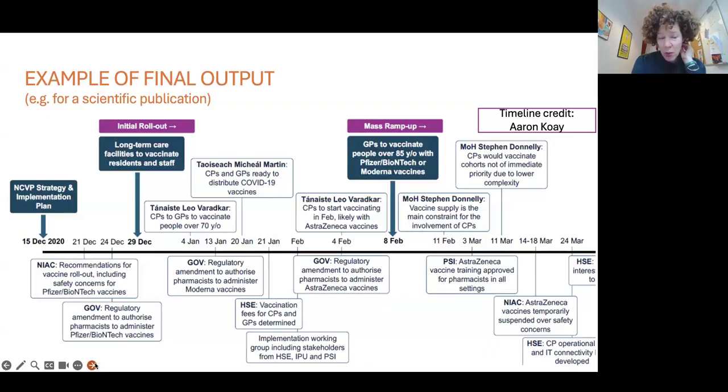I just thought this was a nice looking version from UCL PhD student Aaron Coe, just showing how things unfolded over time. We don't have to get into the details here, but this is something that we could put in final papers. It'll look very different depending on what we want to highlight, but it can also track different strands of processes and events over time. There's actually a lot you can do with a timeline. So that's all about chronology and timelines for me.